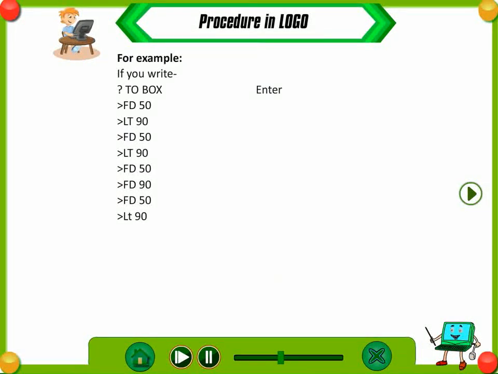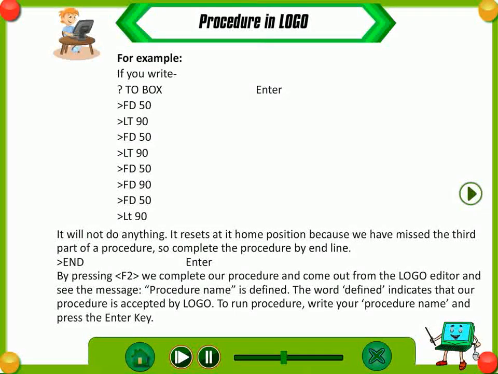For example, if you write question mark, TO BOX, enter, greater than FD 50, greater than LT 90, greater than FD 50, greater than LT 90, greater than FD 50, greater than FD 90, greater than FD 50, greater than LT 90, it will not do anything. It resets at its home position because we have missed the third part of a procedure. So complete the procedure with the end line.